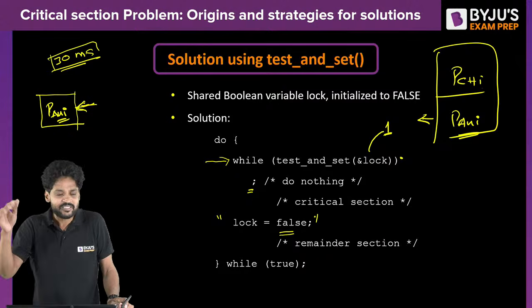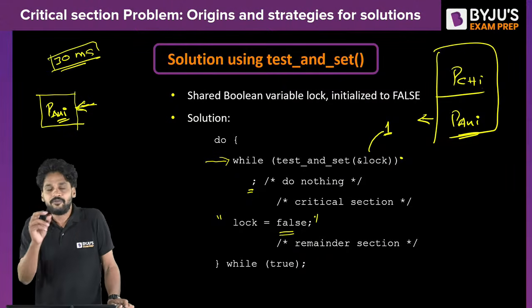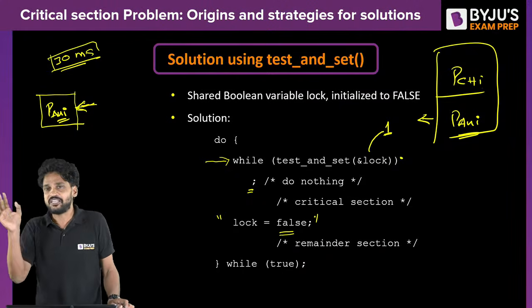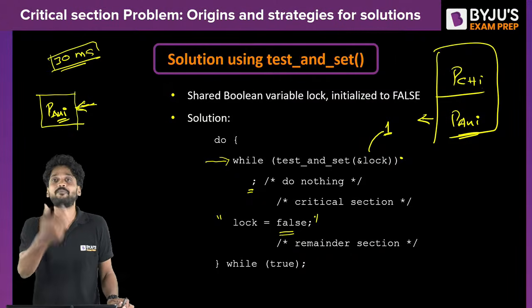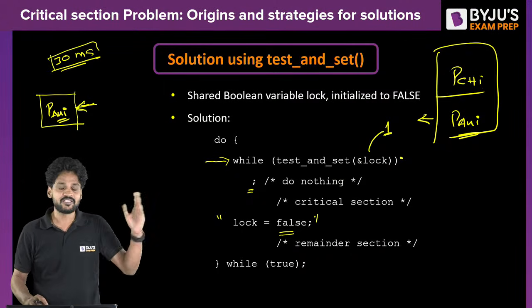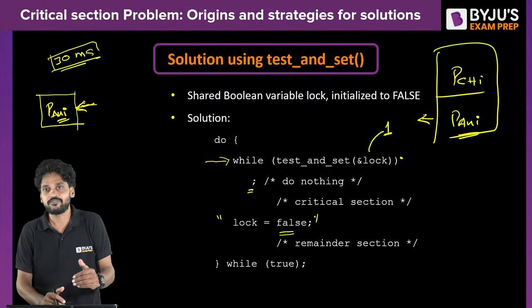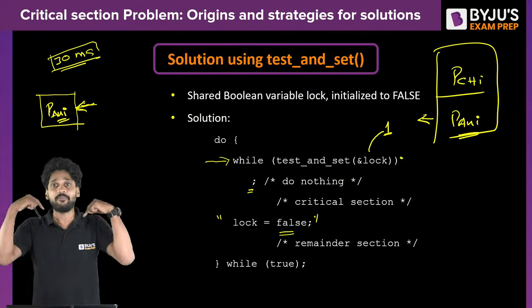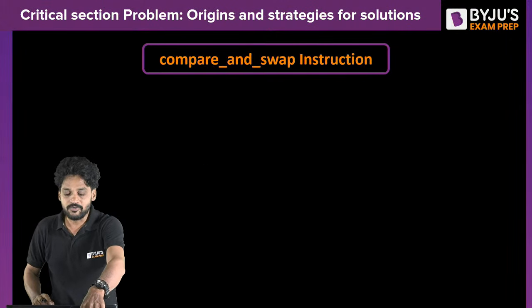So I will dedicate one session specifically to attributing bounded waiting to the test and set lock. For that, we need to discuss the logic because we are writing a program. So in a separate session, I will explain how test and set lock can be given bounded waiting by the programmer's approach. Okay. This is how the lock works.